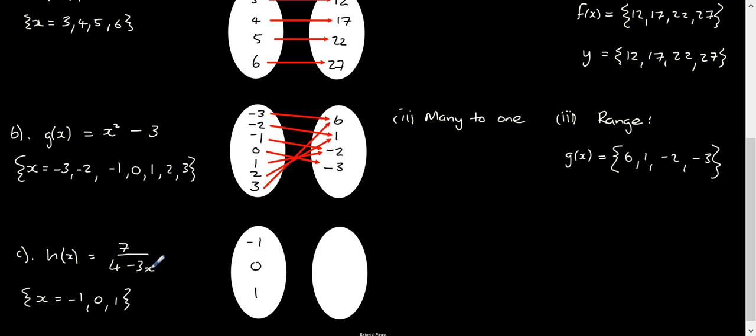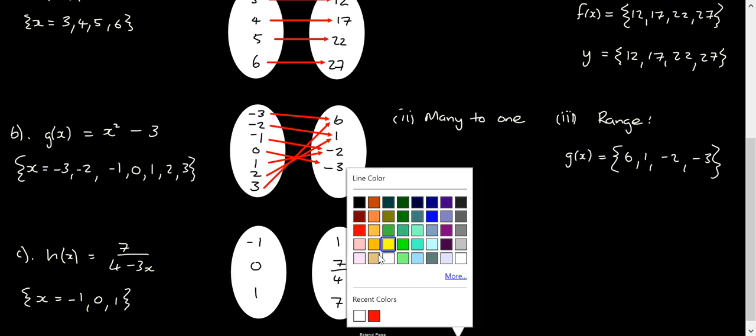Well, minus 3 times minus 1 is 3. So 4 plus 3 is 7, and 7 divided by 7 is 1. Substitute 0. 3 times 0 is 0, 4 minus 0 is 4, and so 0 maps to 7 over 4. Substitute 1. 4 minus 3 gives us 1, and 7 divided by 1 is 7.